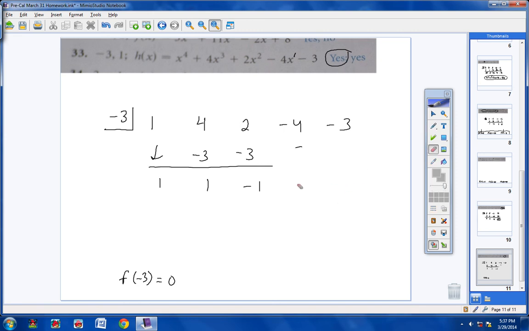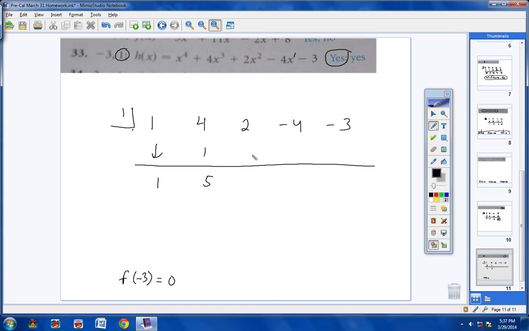Now let's try our last one here very quickly. We're going to substitute a negative 1 in, or excuse me, a positive 1 right here, a positive 1. And let's see what happens. Bring down your first numbers of 1. 1 times 1 is 1. Combine, you get a 5. 1 times 5 is 5. Combine, you get a 7.